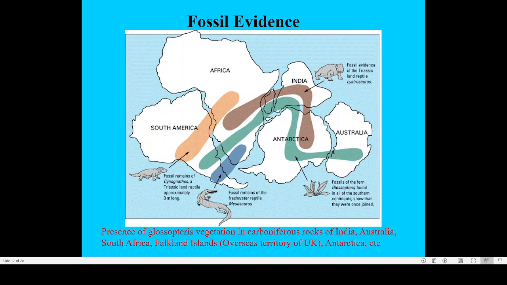And if you take the fossil evidences, here you can see that this is a Cynognathus, a land reptile. This is a Cynognathus fossil, a dinosaur-like fossil reptile. The fossils of this reptile are excavated from Africa as well as South America. So this color is showing the distribution of these animals. They were present in South America and also in Africa. So that is one evidence to support that Africa and South America were once joined together.